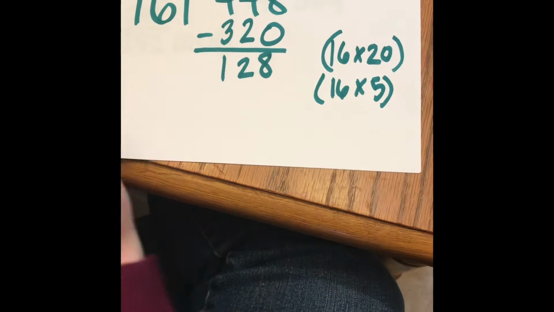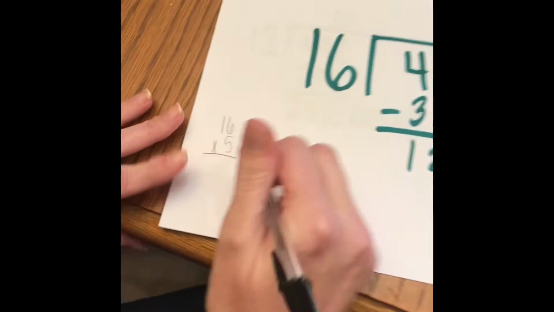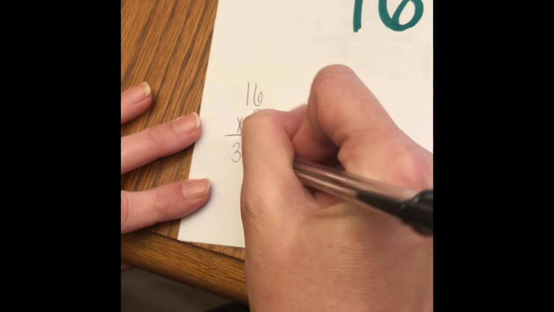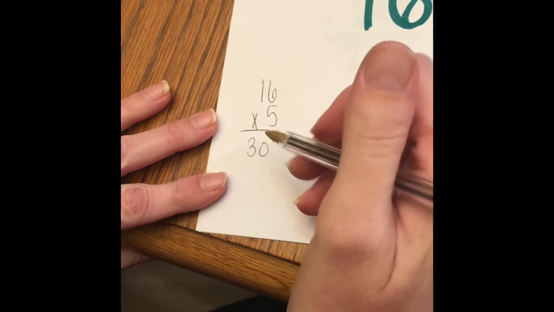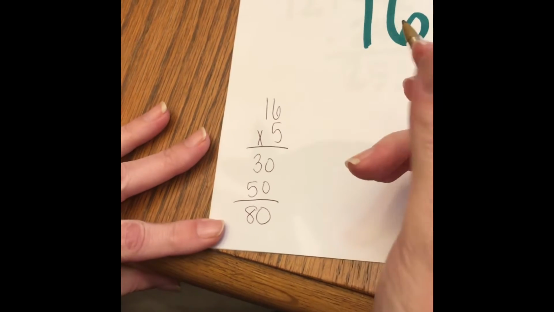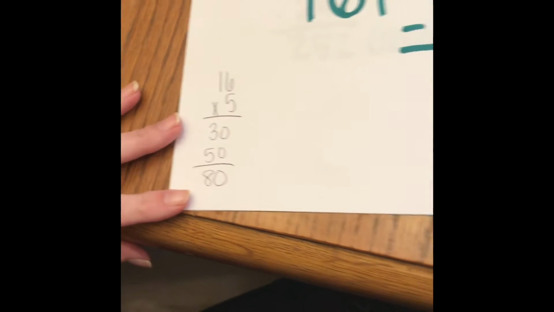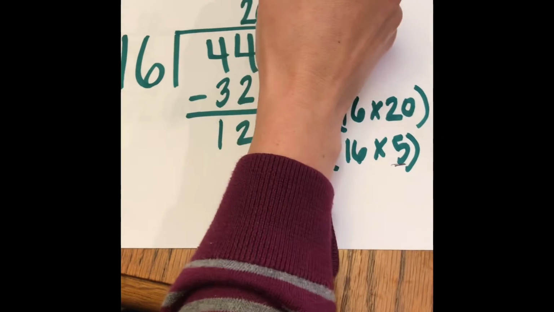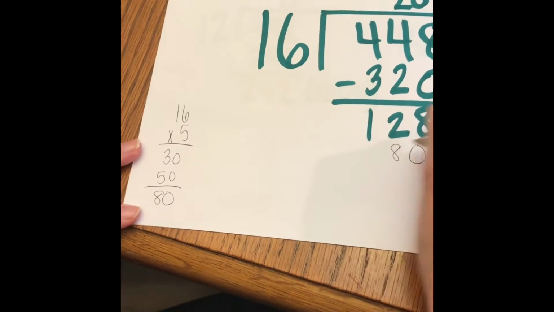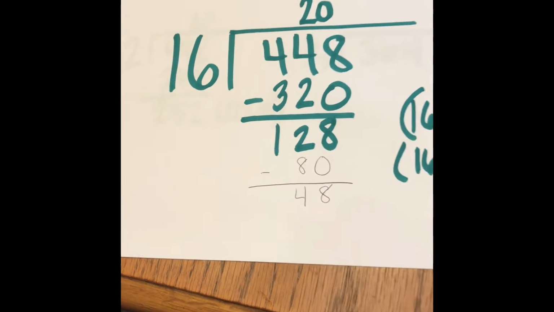So if I have 16 times 5 out to the side, you can work that out if you aren't sure what it is. So 6 times 5 gives me 30, and then 5 times 10 is 50, so when I add those together I get 80. And we know there's other strategies that we could use to multiply. So because I'm going to use that 5, I'm going to place it above the 20. So 5 times 16 is 80. Then I subtract, and I have 48 left over.